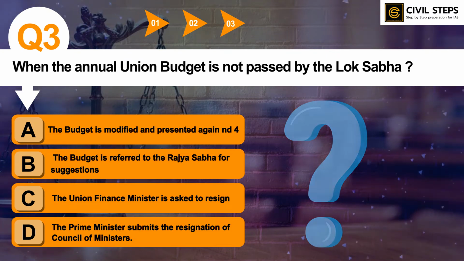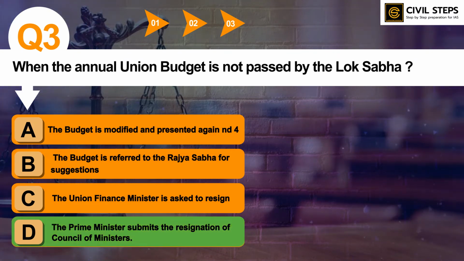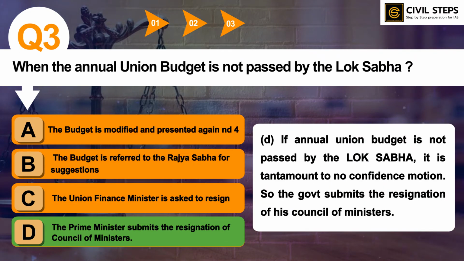So the answer of this question is option D, the Prime Minister submits the resignation of Council of Ministers. If the annual union budget is not passed by the Lok Sabha, it is tantamount to a no confidence motion. So the government submits the resignation of its Council of Ministers. So this was all about question number 3.